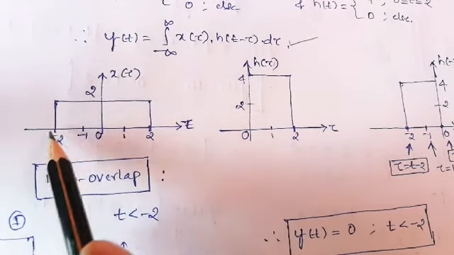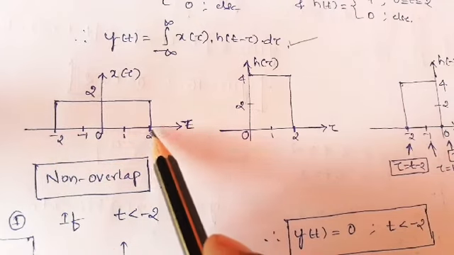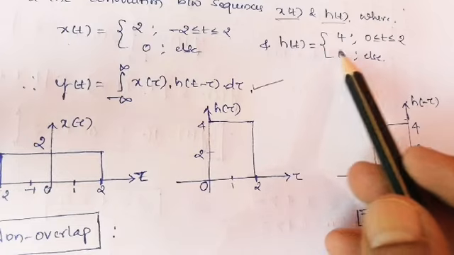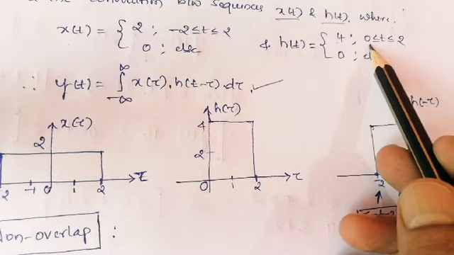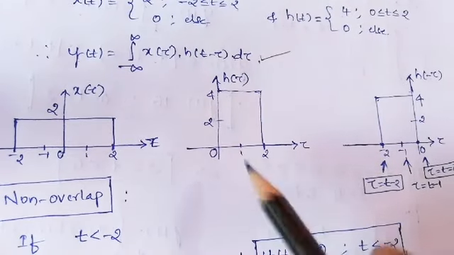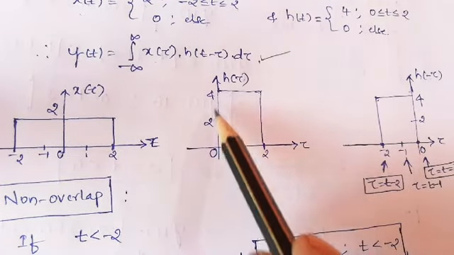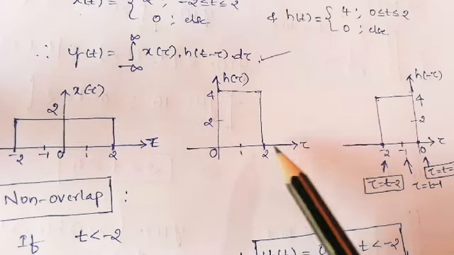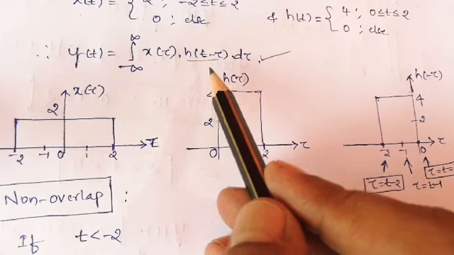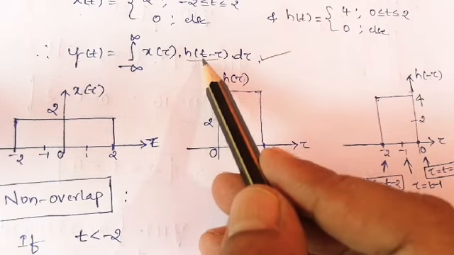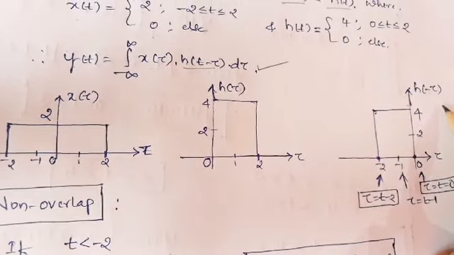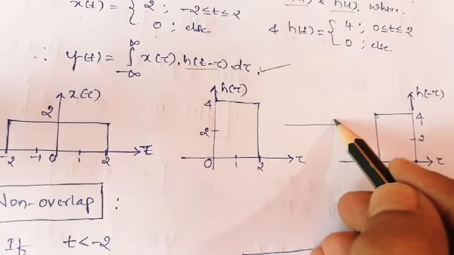It has amplitude 2 for the duration minus 2 to plus 2, and the next sequence h of tau has amplitude 4 for the duration 0 to 2. Next I am going to sketch h of tau. But as per the formula we want h of t minus tau. So let us put t equal to 0, then we get h of minus tau.